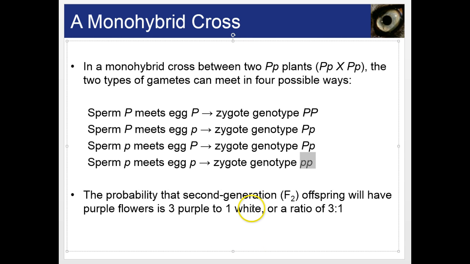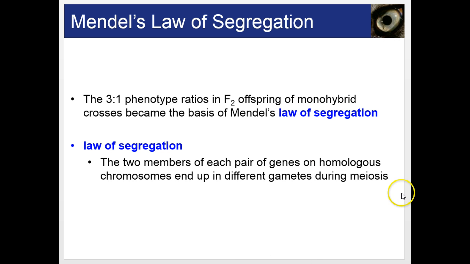Also a 3-to-1 ratio of purple to white. 3 to 1. And this becomes the basis of Mendel's law of segregation.